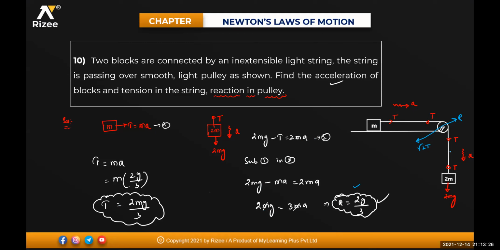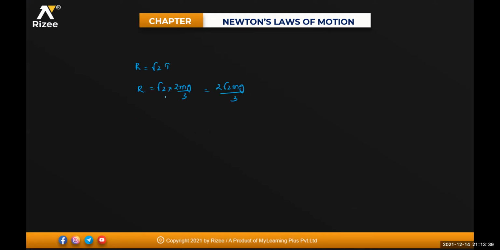Then what is asked is the reaction. Reaction on this pulley is nothing but this R. This is T, this is T. These two forces are acting perpendicular to each other. So the resultant force here will be equal to root 2 T. So the reaction force will be root 2 times T. So it is root 2 into T, where T is 2mg divided by 3. So the answer is 2 root 2 mg divided by 3.